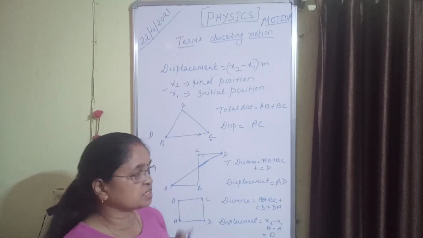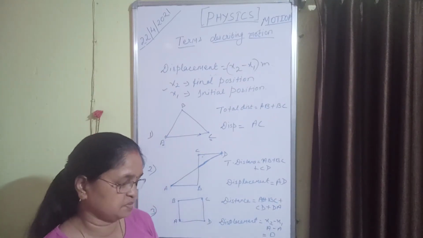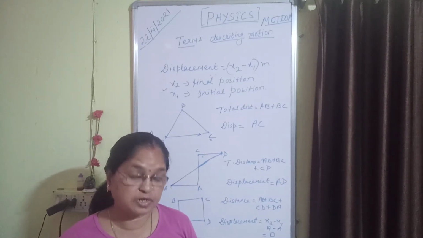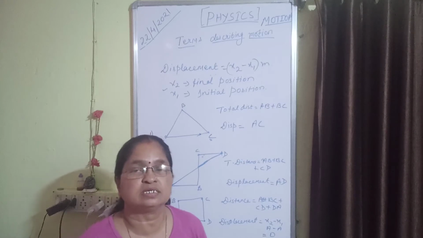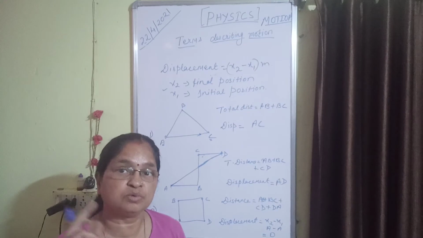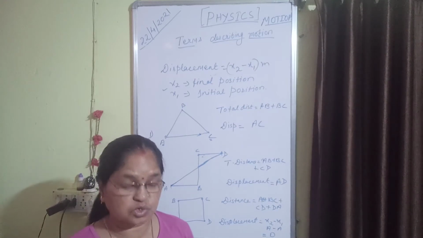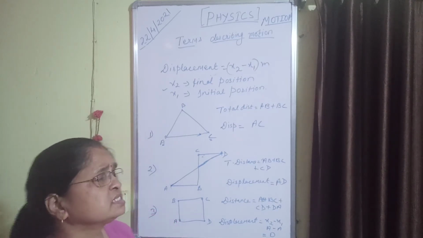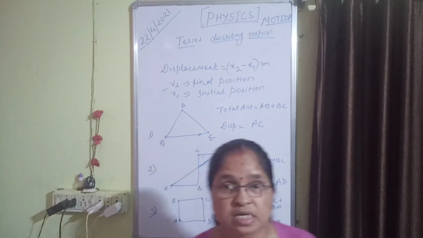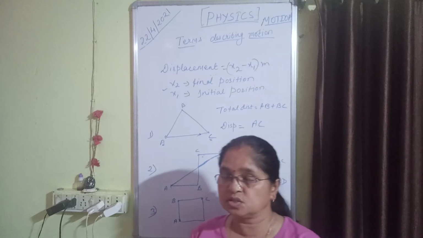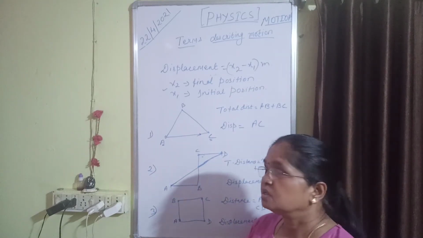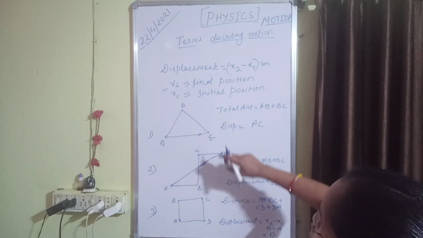So like this, students, with different objects that are moving, different motions, we are calculating distance and displacement. I have not calculated everything, I have shown how you will find the shortest distance. Students, displacement is a vector quantity. Vector quantity we have studied, it has magnitude as well as specific direction.